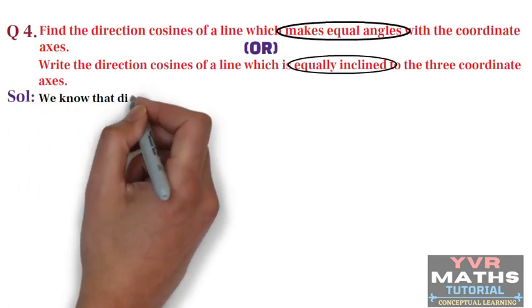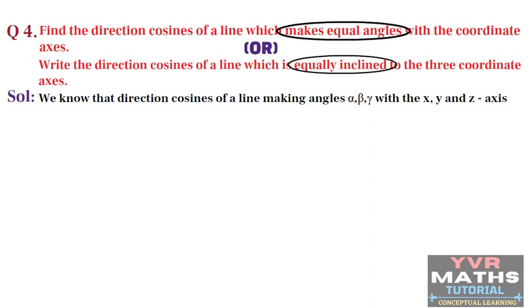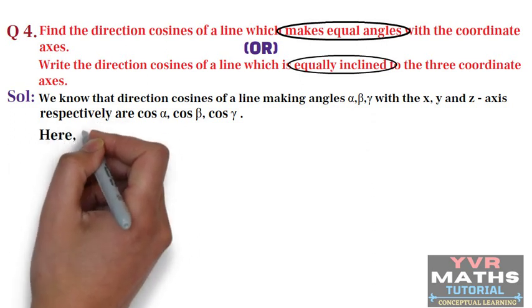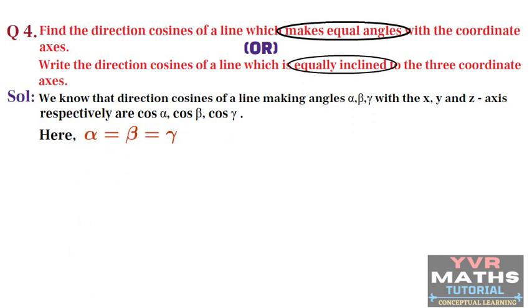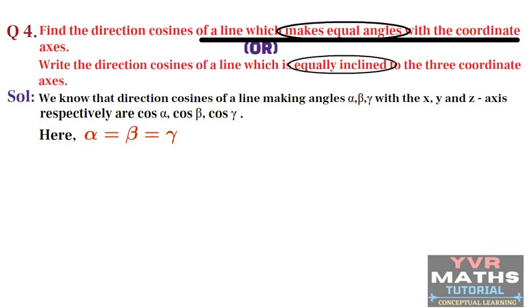We know that the direction cosines of a line making angles alpha, beta, gamma with the x, y and z axes respectively are cos alpha, cos beta, cos gamma. According to the given question, alpha is equal to beta is equal to gamma. How? Observe the question carefully. The line makes equal angles with the coordinate axes. That means the line is making an angle alpha with the x axis, alpha with the y axis, alpha with the z axis, or beta with the x, y and z axes, or gamma with the x, y and z axes. That's why I am taking the condition alpha is equal to beta is equal to gamma.